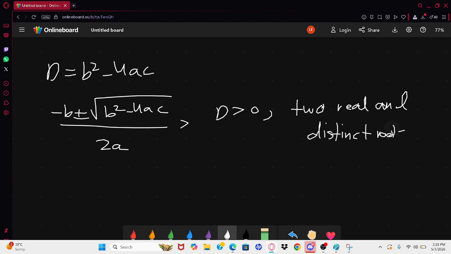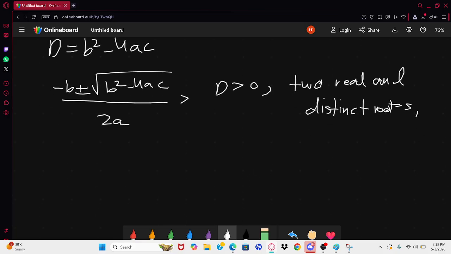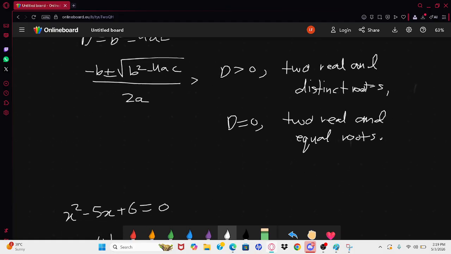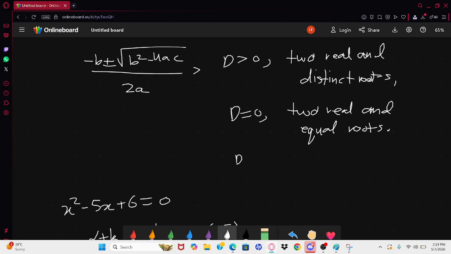And if the discriminant is equal to 0, you're going to get two real and equal roots. And if the discriminant is less than 0, you get two imaginary and distinct roots.